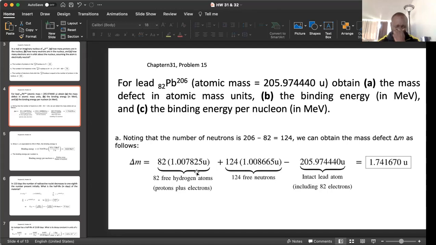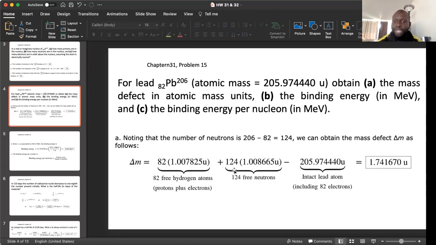The electrons don't usually count much, but it is 1.007825 atomic mass unit for the number of hydrogen atoms times 82. That's the total number of protons. Then the total number of neutrons, free neutrons, is 124, which we just calculated, times the atomic mass unit for neutrons. This should be in the tables in your textbook: 1.008665 atomic mass unit.